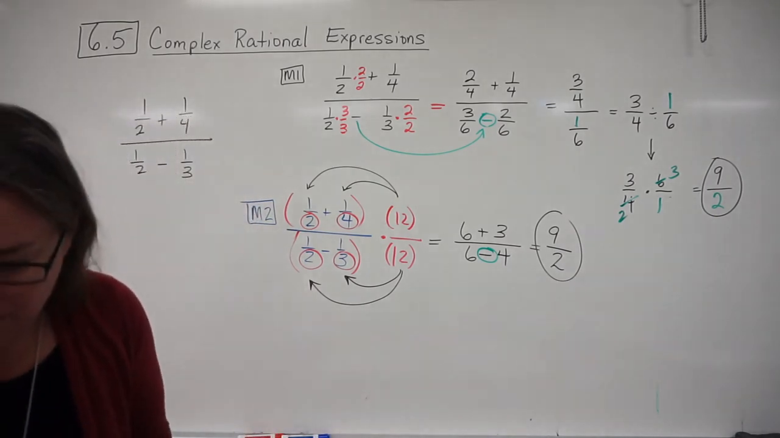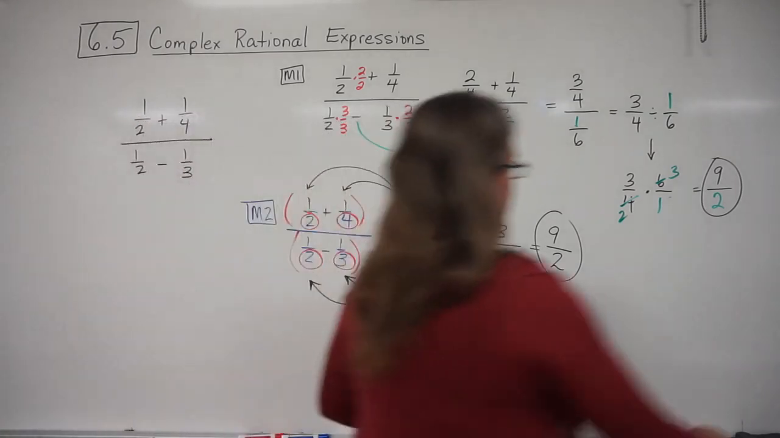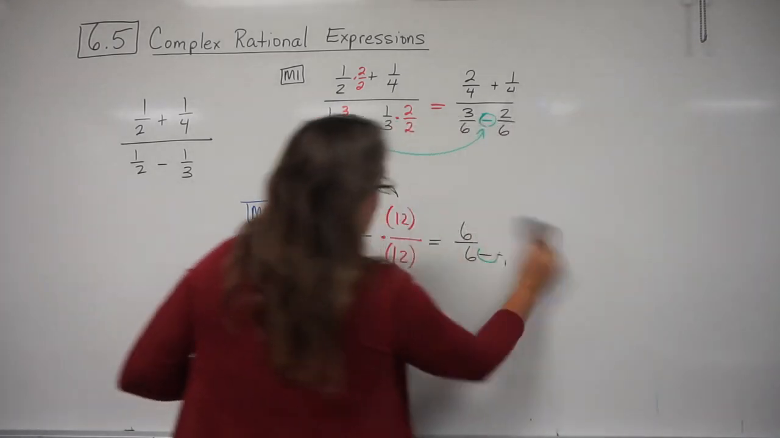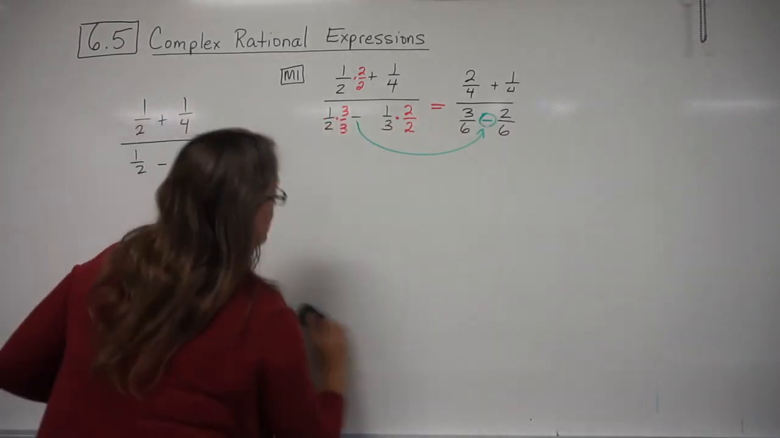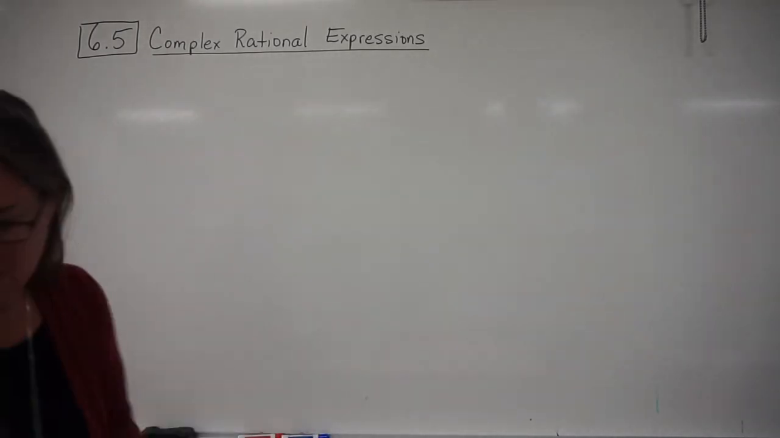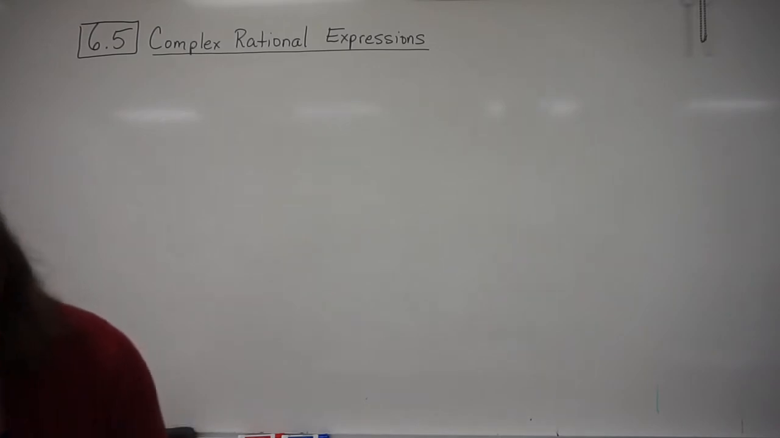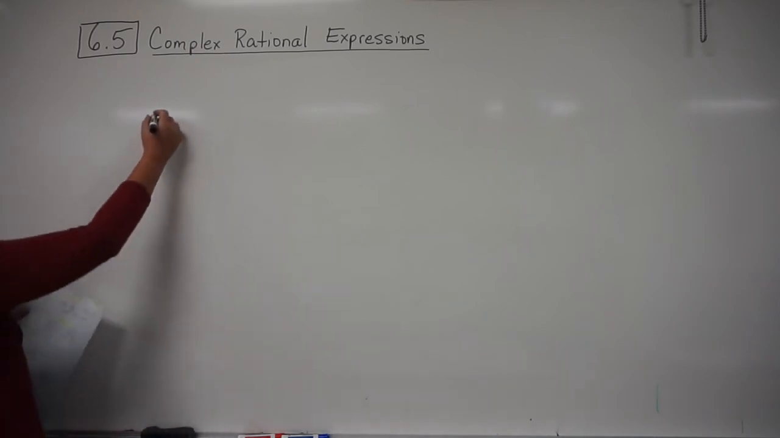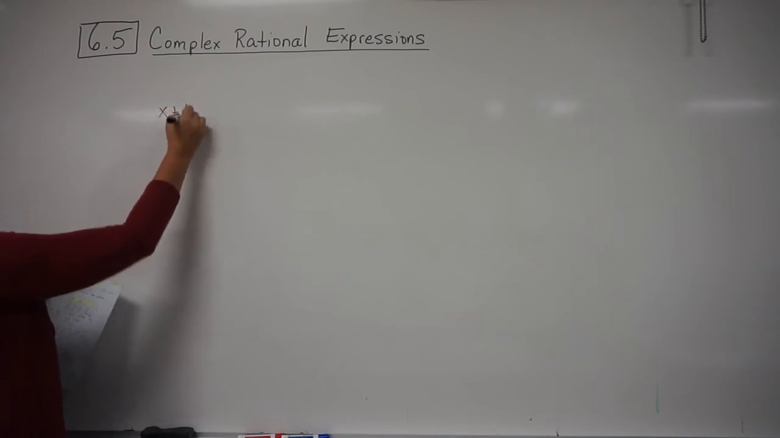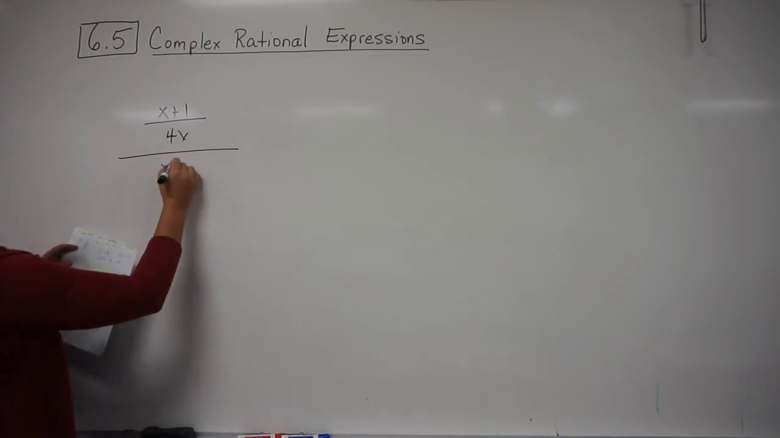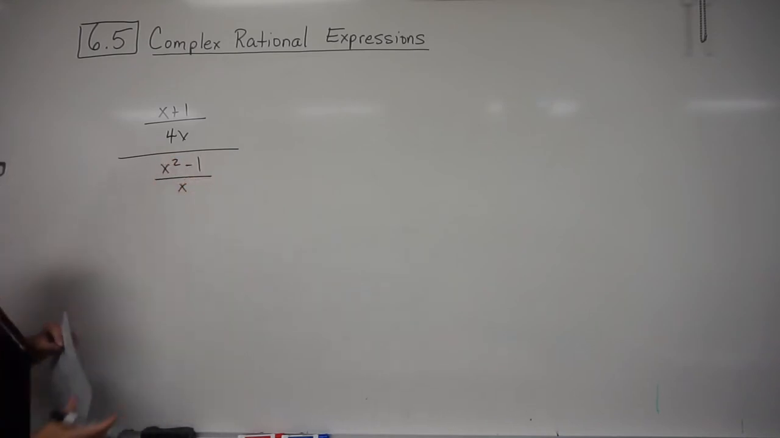Okay, another example. Let's look at some where I'm not going to do both methods, but I'm going to ask you what you think the best method is. So x plus 1 over 4x over x squared minus 1 over x.